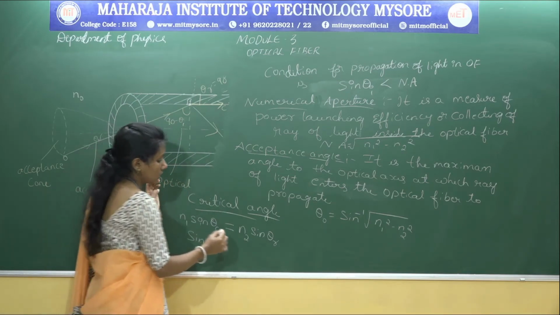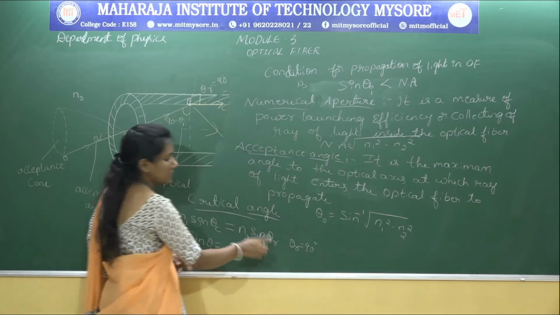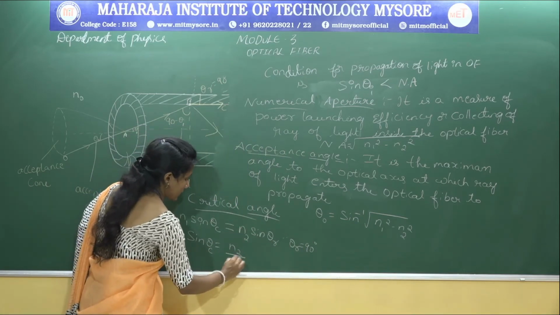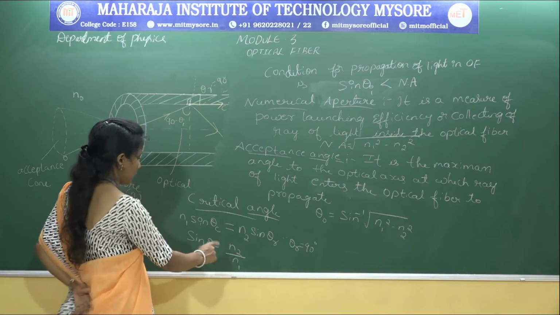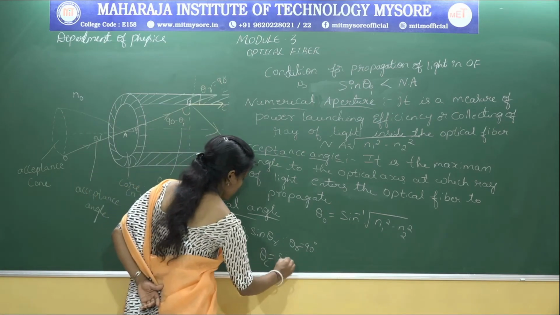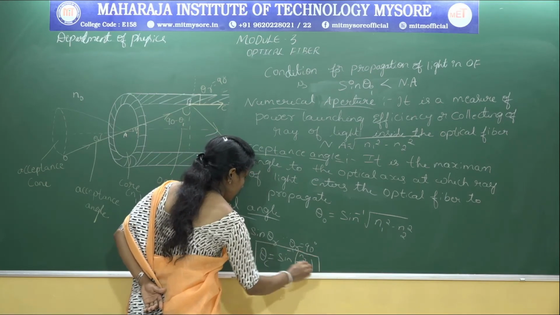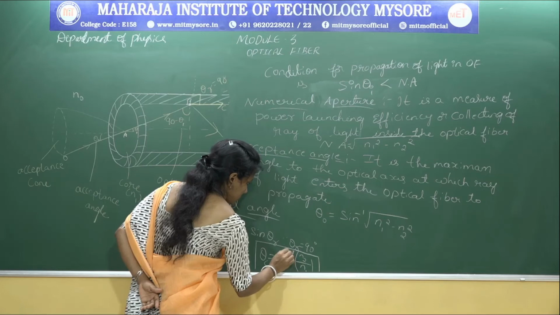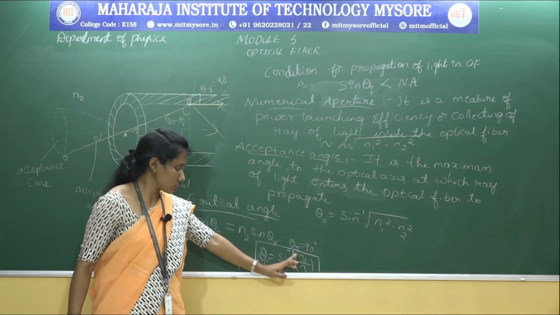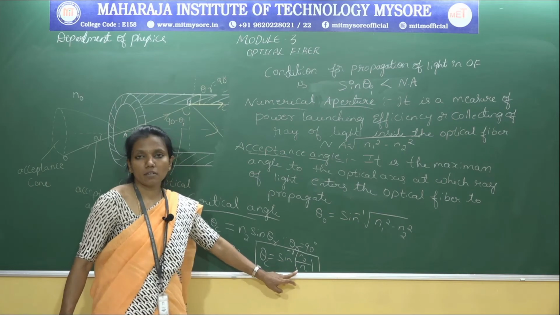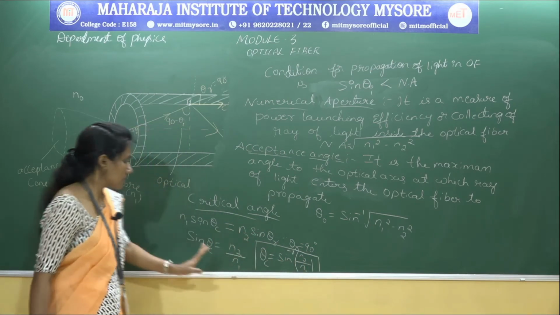So, from this sin theta c is equal to n2 by n1, because the angle of refraction theta r is equal to 90 degree. So, sin 90 degree is equal to 1. So, this will give theta c is equal to sin inverse of n2 by n1. So, the critical angle is nothing but sin inverse of the ratio of the refractive index of the cladding to the core. So, this is the critical angle.